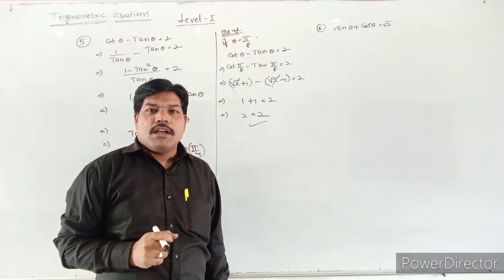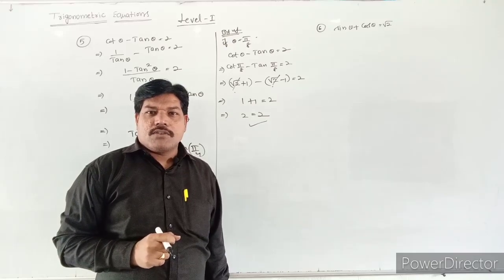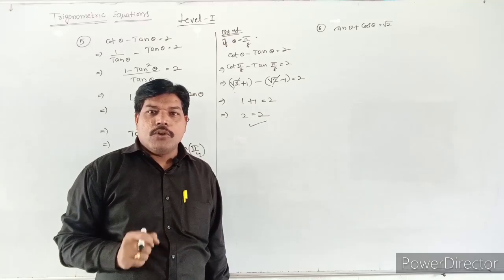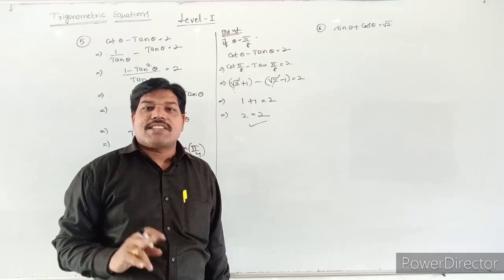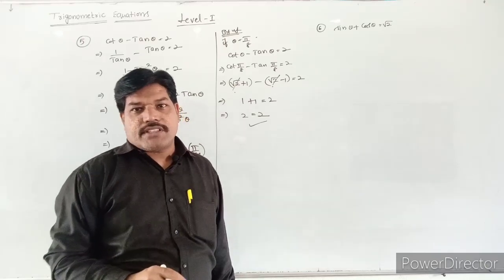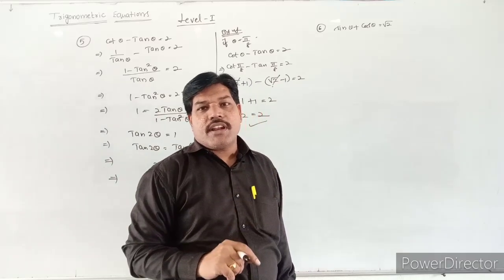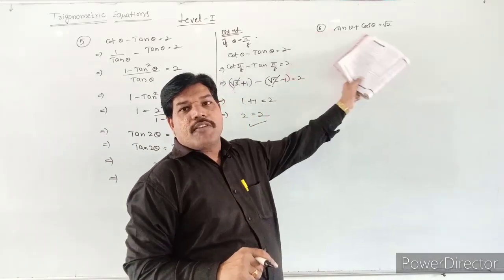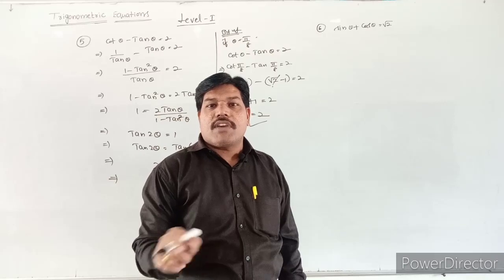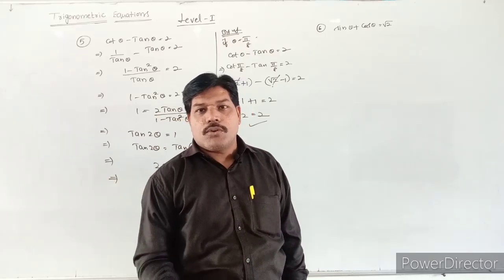I am already given that a cos theta plus b sin theta is equal to c. Then it has a solution if mod c is less than or equal to root of a square plus b square. Yes or no? What is the c value here? Root 2. What is the root of a square plus b square? The a value is the sine coefficient and the b value is the cos coefficient. The root of 1 square plus 1 square is root 2. Root 2 is equal to root 2.